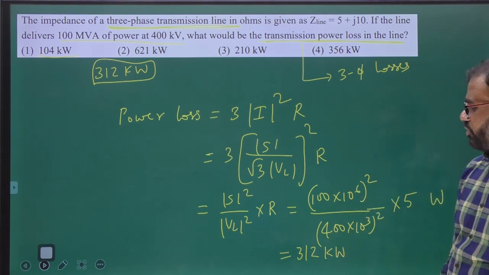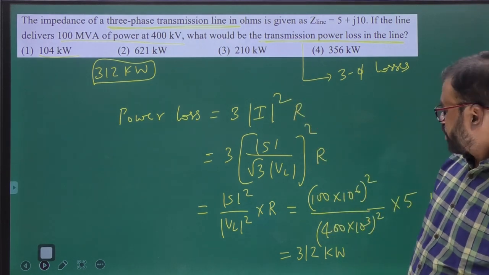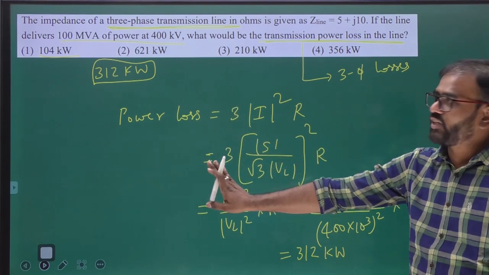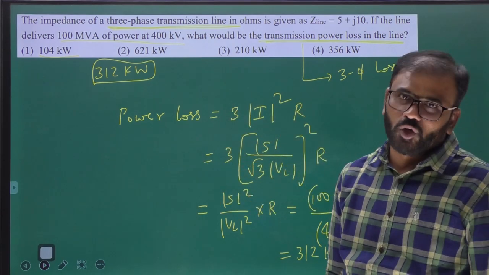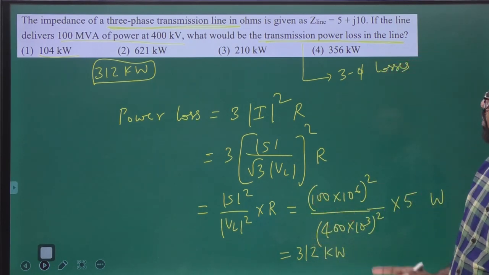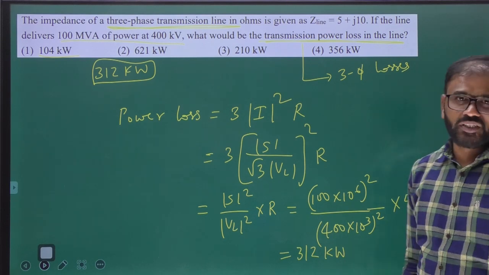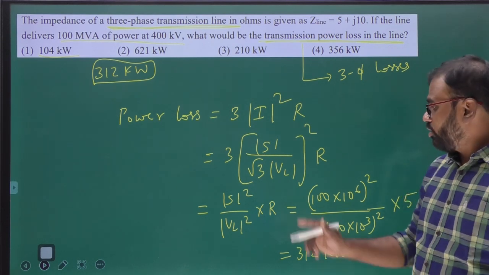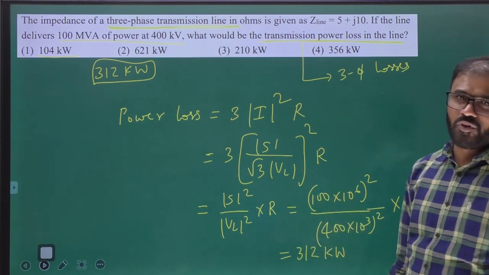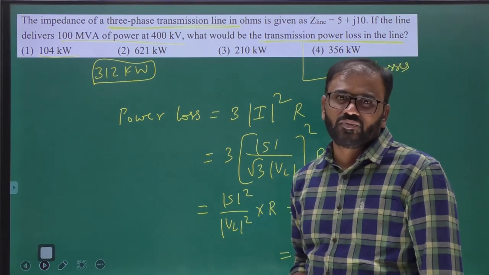If you solve this, we get 312 kilowatts, but not 104 kilowatt. Clear? If you are not taking this 3, then that will give you the per phase loss, and the answer would be 104 kilowatt. But that is not the correct answer. The correct answer is 312 kilowatt, but that option is not there in the 4 options. So irrespective of your response, the marks will be awarded to everybody for this question.